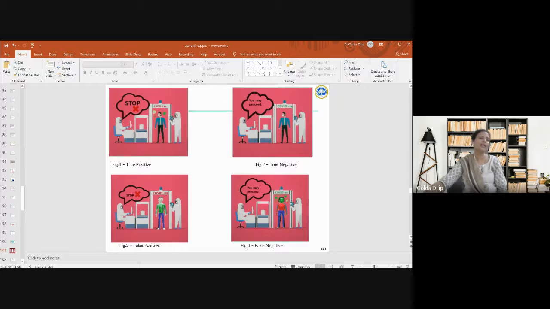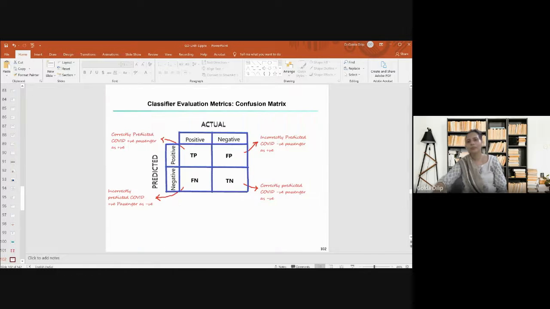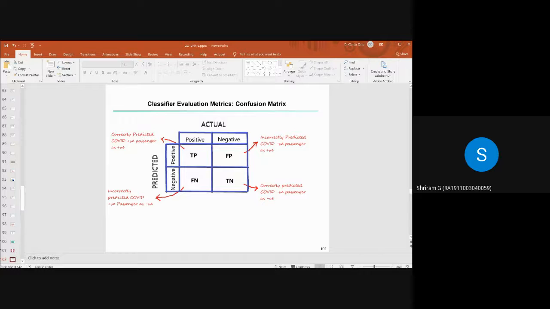Is it confusing? Confusion matrix is creating confusions. No response from the class. The whole class slept hearing my case study story. Are you all listening? Sriram? Yes, ma'am. I'm listening, ma'am.